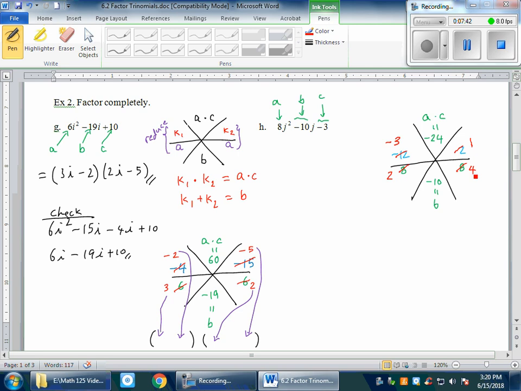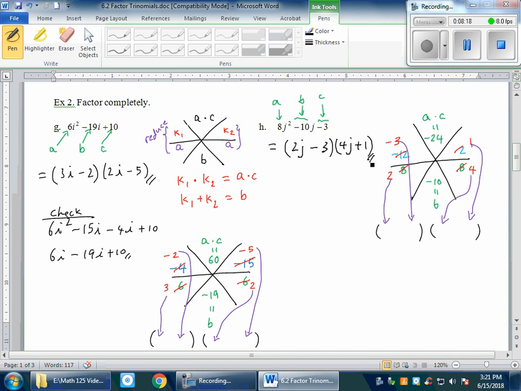Now, according to the rule, my factor will look like this. The denominator will be the coefficient of the first term, and the numerator will be the coefficient of the second term. So my factor in this case will be 2j minus 3 times 4j plus 1. And that will be my final answer in this case.